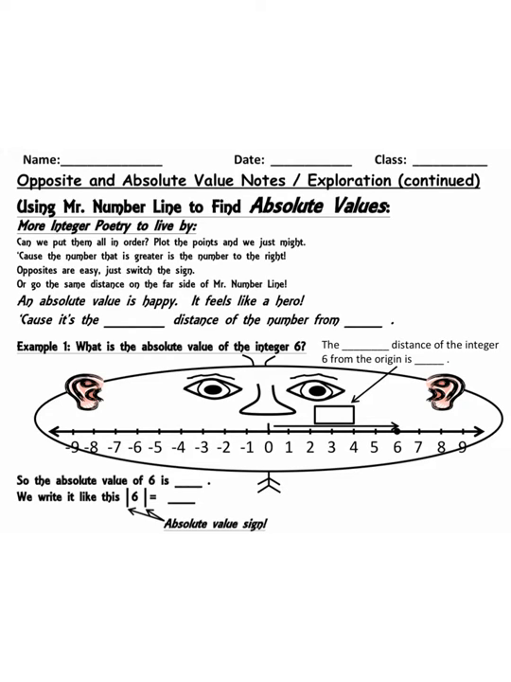It feels like a hero because it's the positive distance of the number from 0. So when we talk about absolute value, one of the main things that we can talk about is distances. Anytime we're talking about distances, we're talking about a positive value. However, something to remember is we have something called sea level. Sea level is at 0.